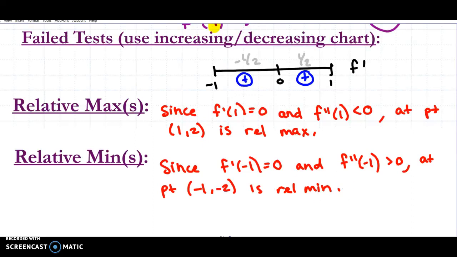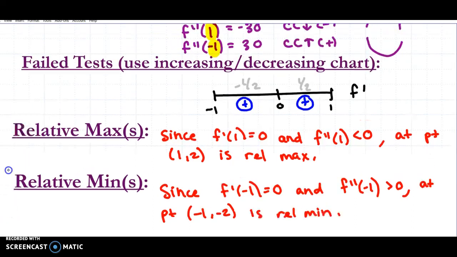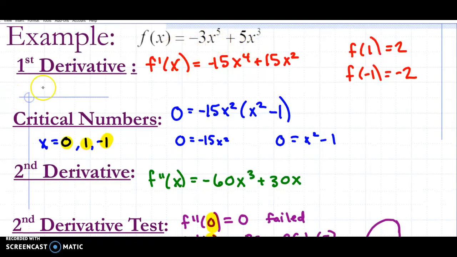Also, if you weren't positive, you can always graph the original function f of x and look on the graph and see, at these points, does it look like I have a max and min? I mean, you guys know what those are on a graph. Check them out.